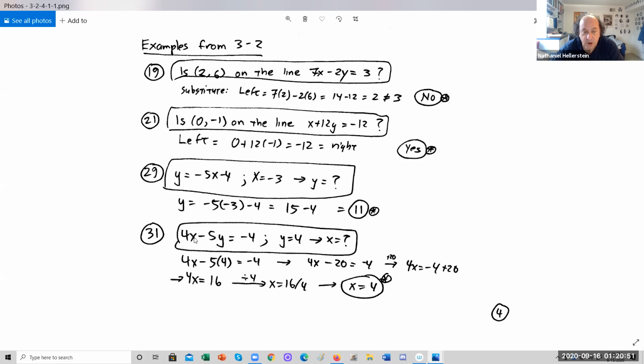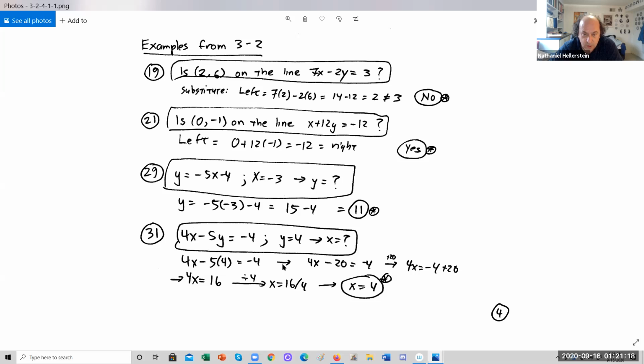Now, this is a little more tricky because here we're given a general form, 4x minus 5y is negative 4, and we're given y, and we have to find x. So what we'll do is we'll have to actually solve for x. It's a substitution, but then you have to do some algebra. Plug in 4 for y, get 4x minus 5 times 4 equals negative 4.